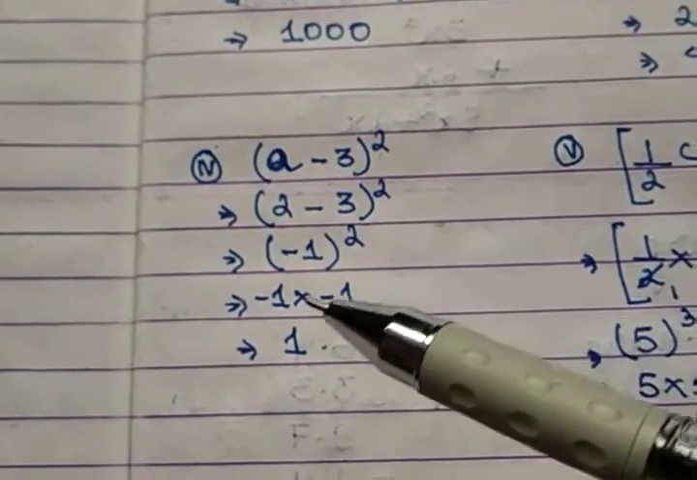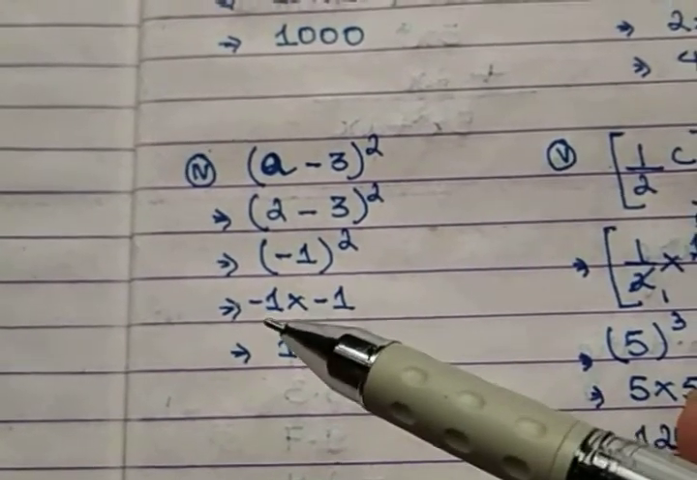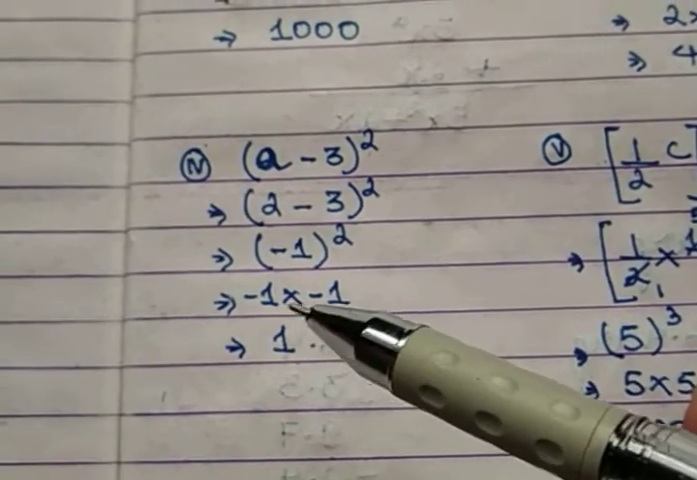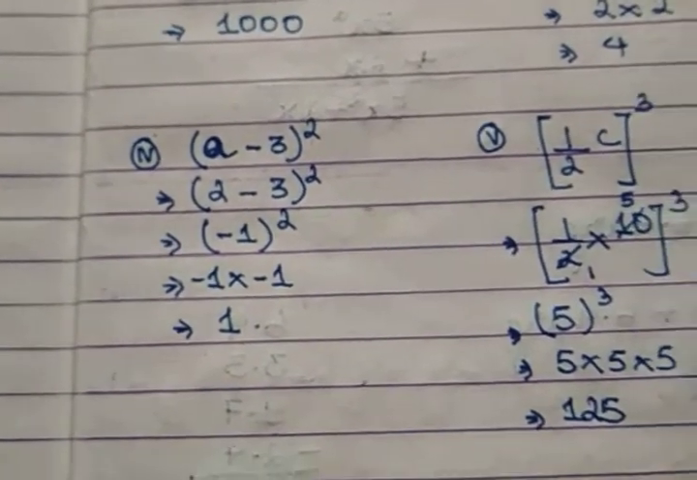Minus 1 squared means minus 1 into minus 1, so minus into minus is plus, and we don't need to mention the plus sign. So 1 into 1 gives us 1.